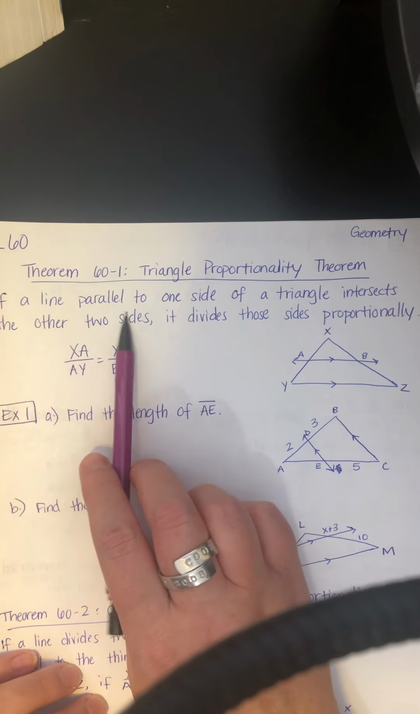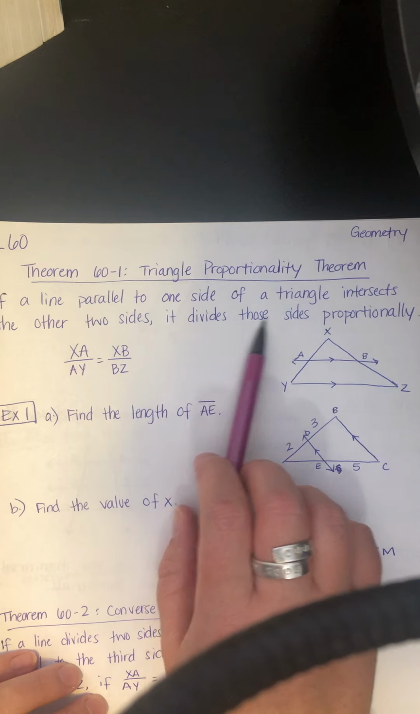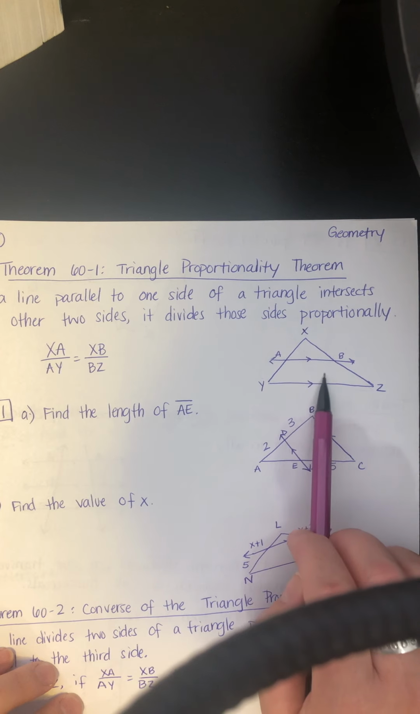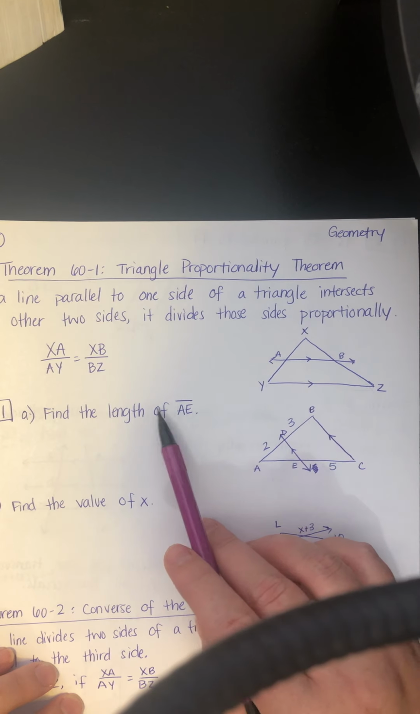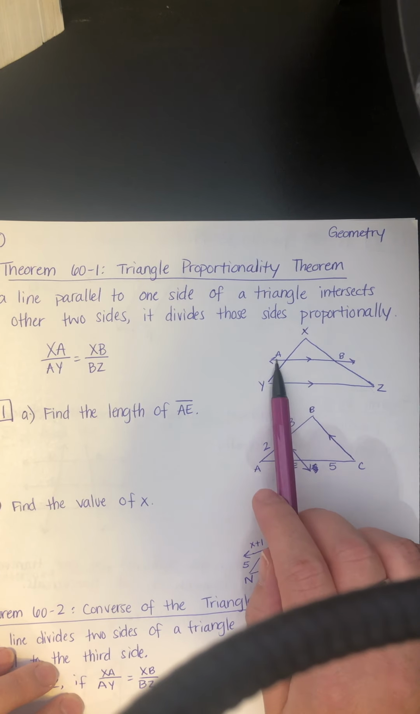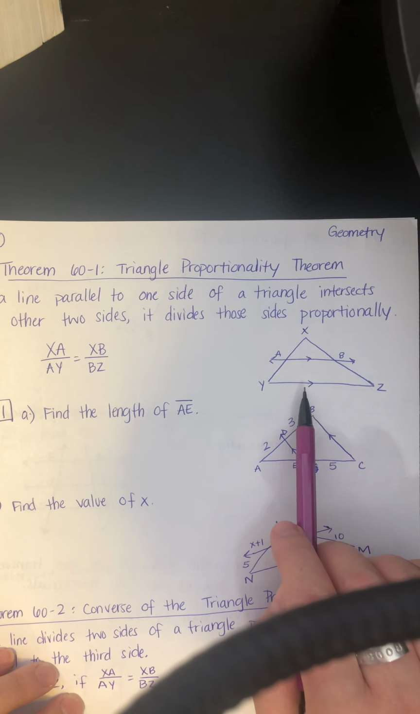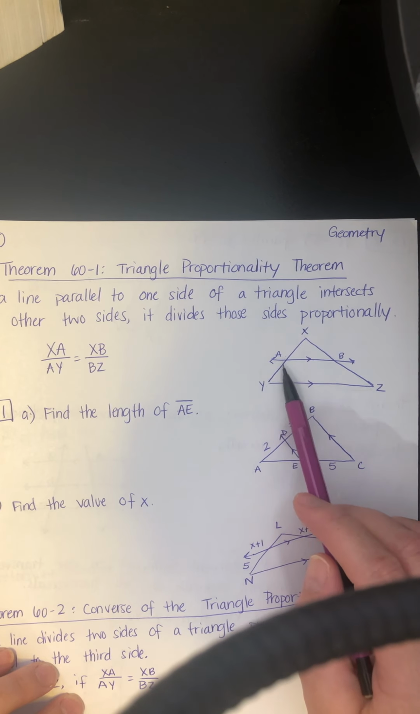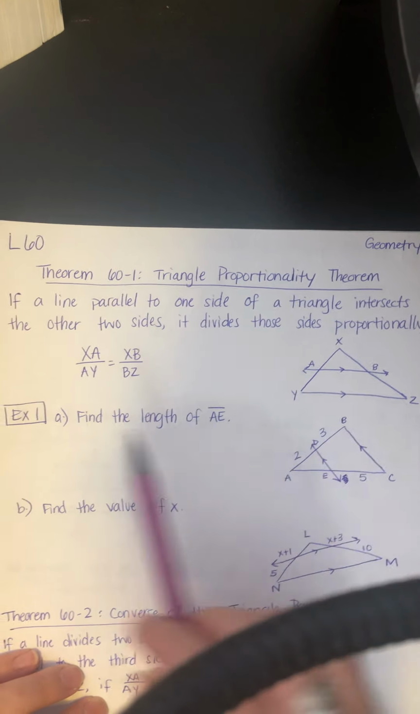It says, if a line parallel to one side of a triangle intersects the other two sides, it divides those sides proportionally. So here's an example. It has triangle X, Y, Z. And by theorem 60-1, if you have a parallel line, which this little arrow right here says that AB is parallel to this side, YZ, then it's going to divide each side. So everything between X and A and everything between A and Y, these two are going to be proportional.